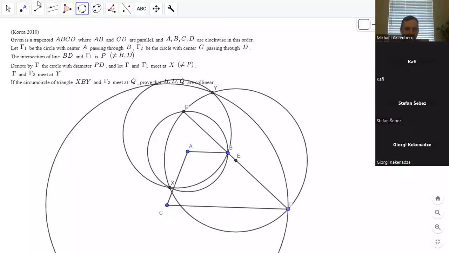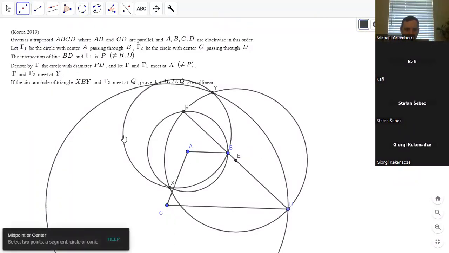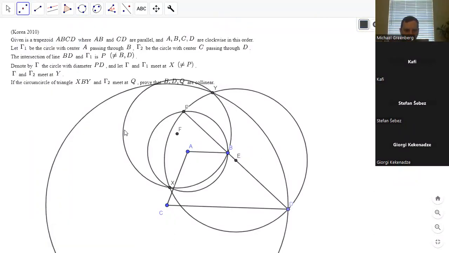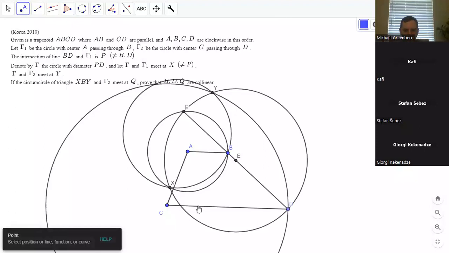Here's XBY, and we draw the center. Oh no, we don't draw a center. We draw the circumcircle and we see where it meets gamma 2. So the big circle meets it at Q, and we want to show that BD and Q are collinear.